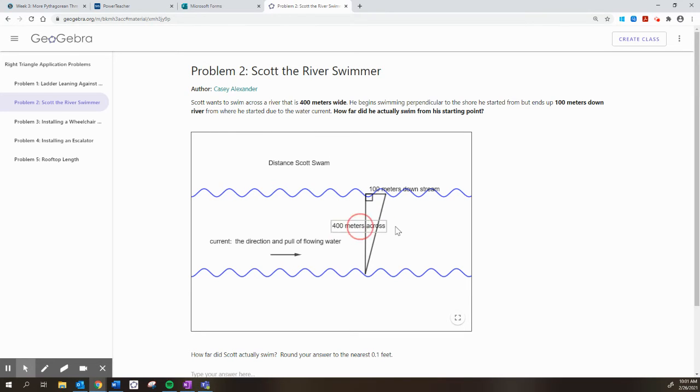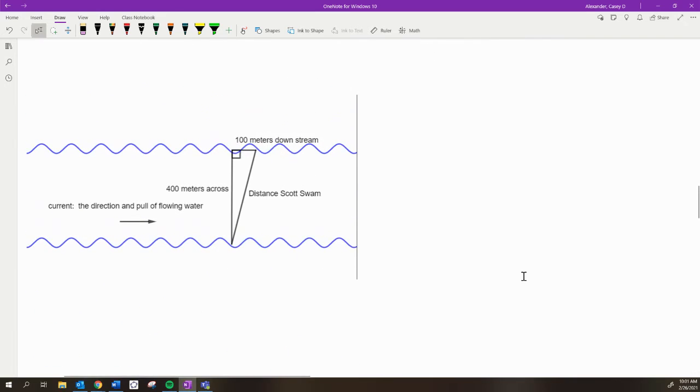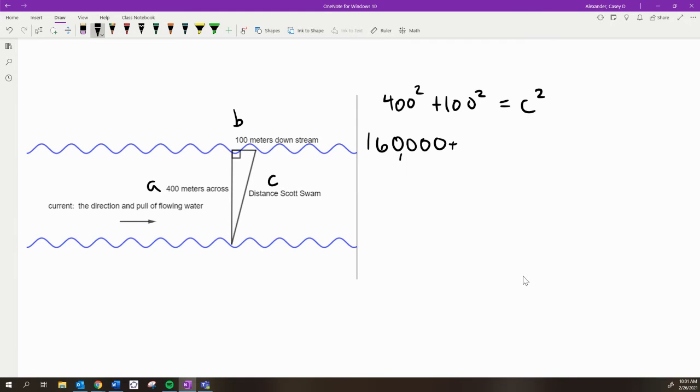So how far did he actually swim? The distance that Scott swam is this diagonal line. It's another right triangle we can solve with the Pythagorean theorem. This time the unknown value is the hypotenuse, but I know both legs, A and B. So we do 400 squared plus 100 squared equals C squared. 400 squared is 160,000, and 100 squared is 10,000.